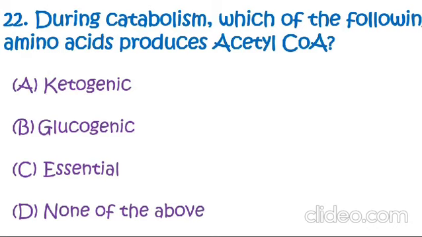Question number 22. During catabolism, which of the following amino acids produce acetyl coenzyme A? A is ketogenic, glucogenic, essential, none of the above. The correct answer is option number A, ketogenic. Ketogenic amino acids produce acetyl coenzyme A during catabolism, which can be used for energy production in the citric acid cycle as well as for the synthesis of ketone bodies.